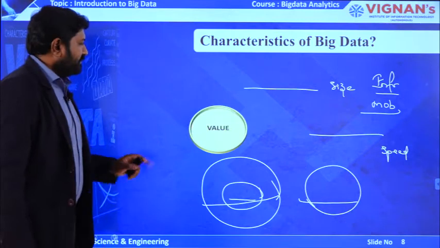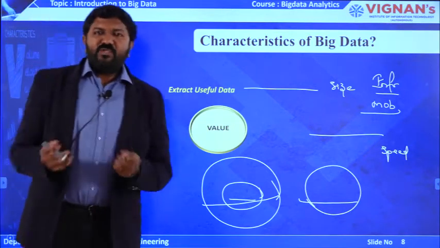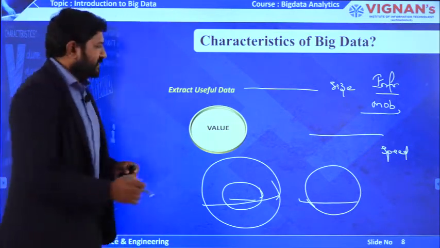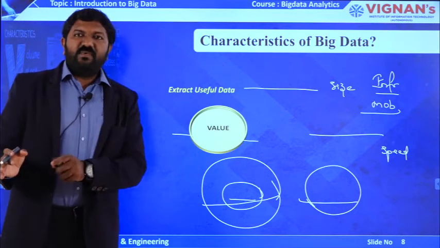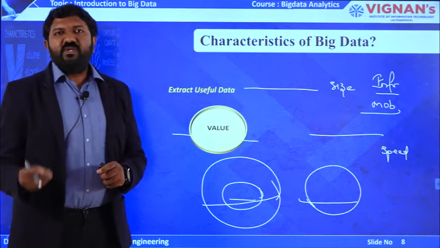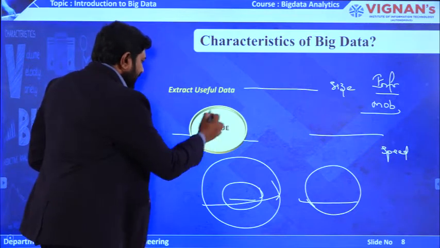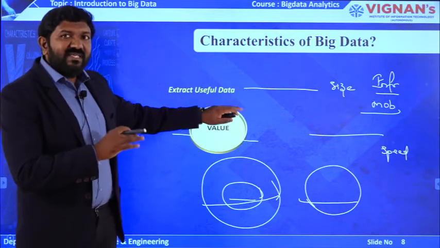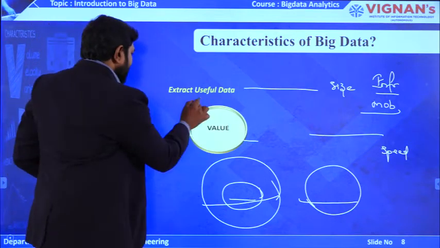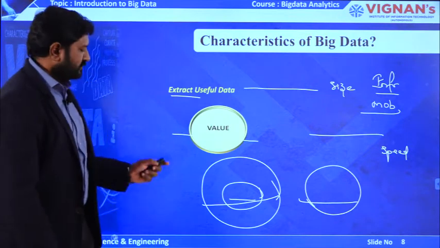Next one would be value. There will be a huge amount of data available, but the thing is, what is the data which you need? For example, if I have 1000 TB of data available, but I would like to access only 10 GB of it, there I use a term called value. Data is more, but you need to pick up the most easy and useful information for you. So, extracting that useful data.